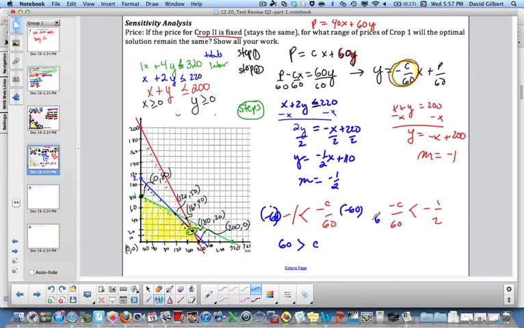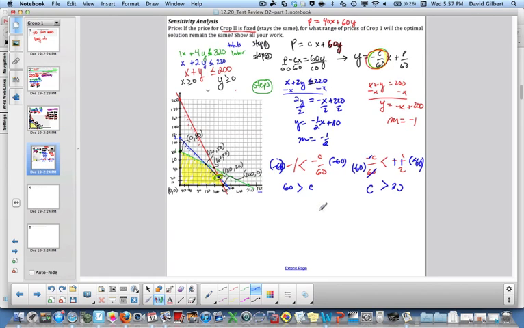Multiply both of these by negative 60. That cancels the negative and the 60. Multiply by negative 60, that becomes a positive, and 1/2 times 60 is 30. And I have to switch the inequality. So c has to be greater than 30.